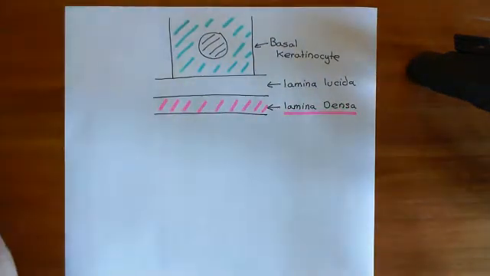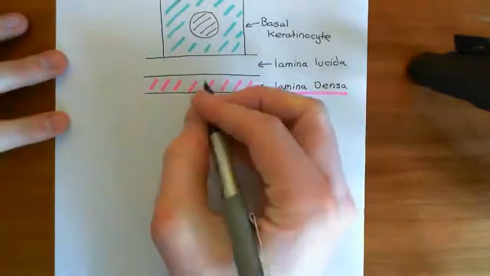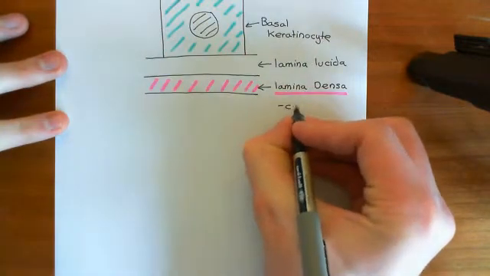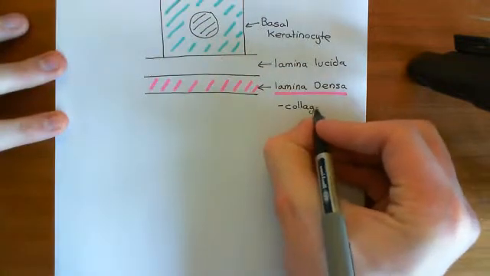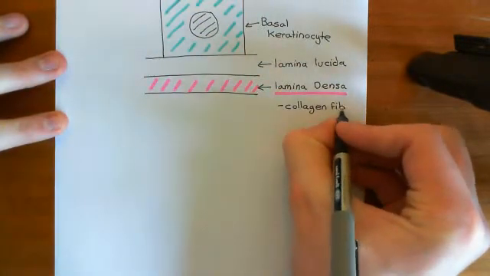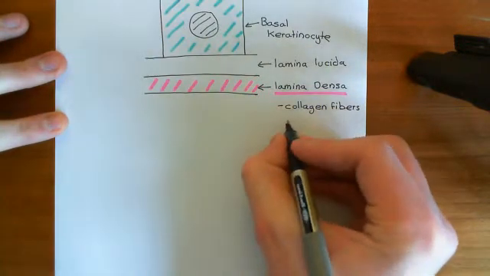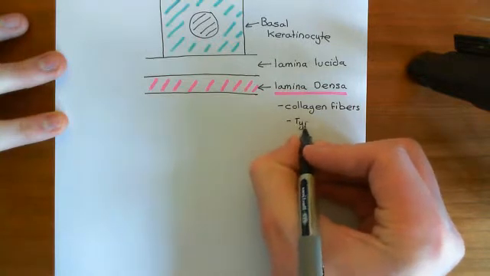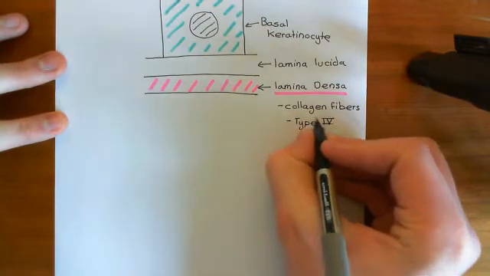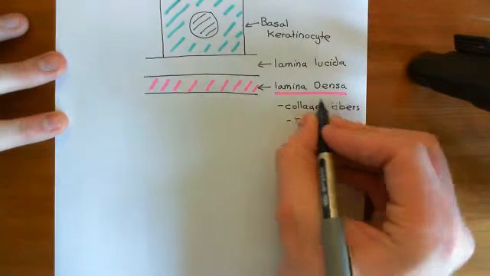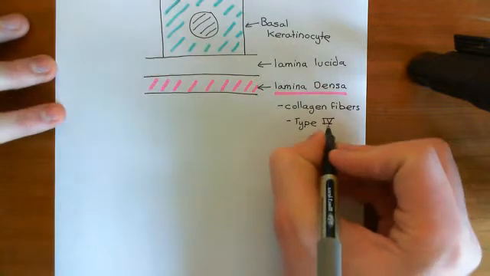Okay, right, so what is the structure then of the lamina densa? So basically the lamina densa consists of collagen fibers, okay? So it's made up of a layer of a huge number of collagen fibers. Now, specifically, the collagen molecules that go into creating these collagen fibers are generally type 4 collagen molecules. So we call this layer type 4 collagen. Now that means that the collagen molecules which are going to make up these collagen fibers are going to be type 4 collagen molecules. Now what does that mean?